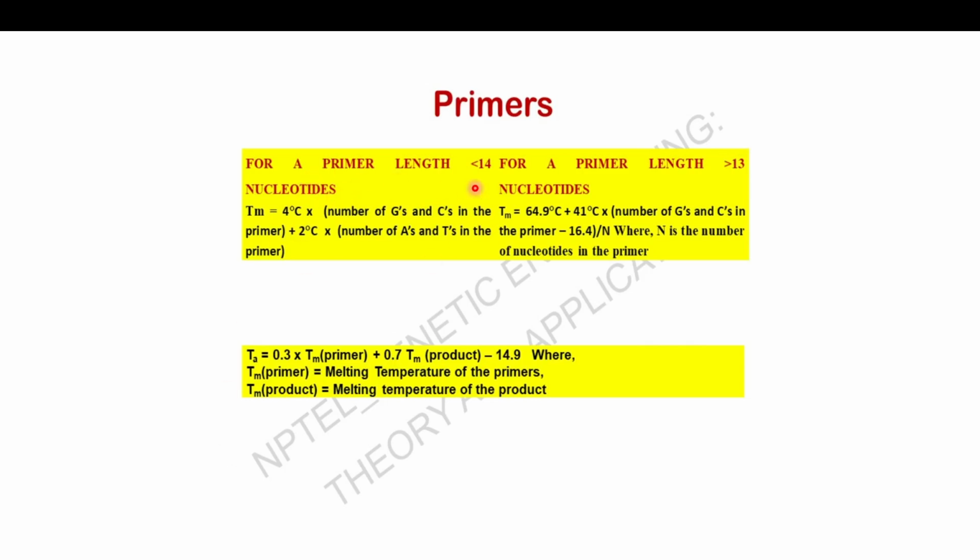And for a primer length of less than 14 nucleotides, this is how you should be calculating the melting temperature. And for a length of more than 13 to 14 nucleotides, this is the usual formula to calculate the melting temperature. Okay.